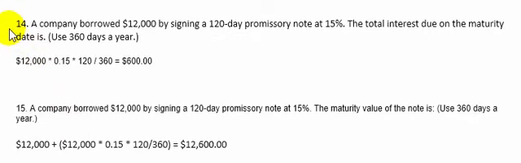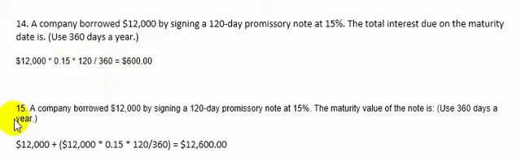Number 14. A company borrowed $12,000 by signing a 120-day promissory note at 15% interest. The total interest due on the maturity date is going to be what using 365 days a year? Well, it'll be 12,000 times 0.15, which is 15% interest, times 120 over 360, which is $600.